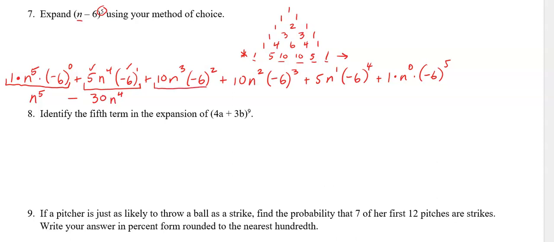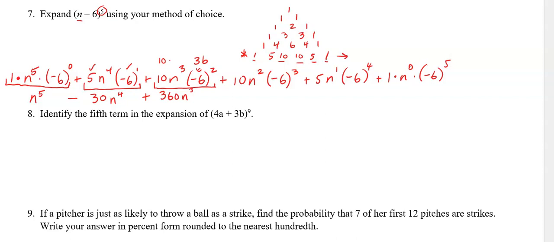Okay, the next term, I have to do this power. -6 to the 2nd power makes 36. And then I'm going to multiply that times this 10. So 36 times 10, and it's positive. Raising a negative number like -6 to an even power makes it positive. So 10 times 36 is 360. And then the variable is n to the 3rd.